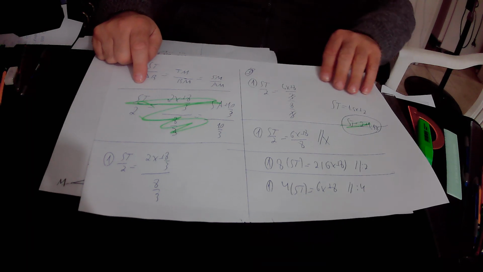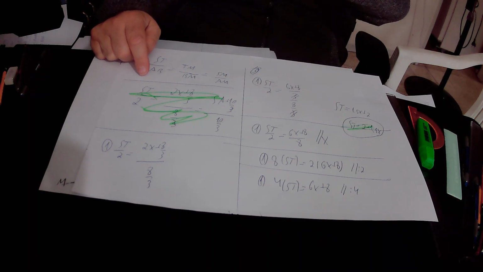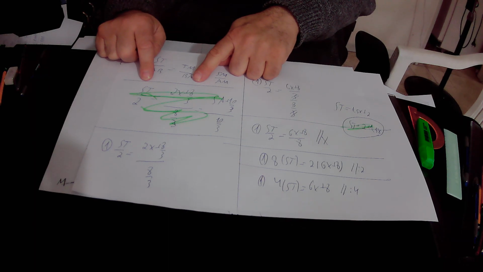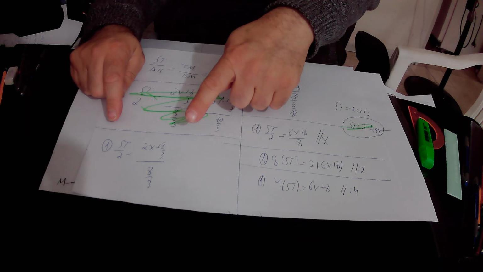We have this long equation. In this long equation, those two sides are equal to each other, so we can get equation 1 from those two sides that are equal to each other. So according to equation number 1, ST over 2 equals 2x plus 8 over 3 over 8 over 3.